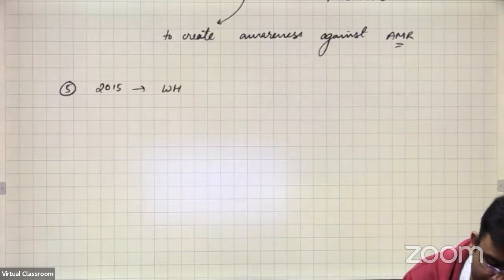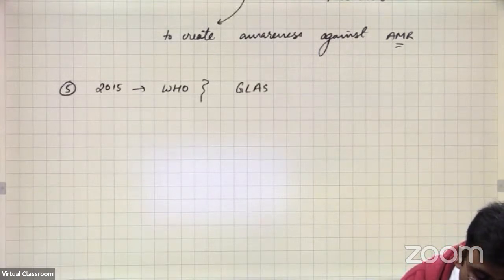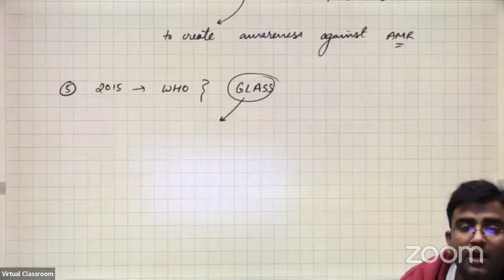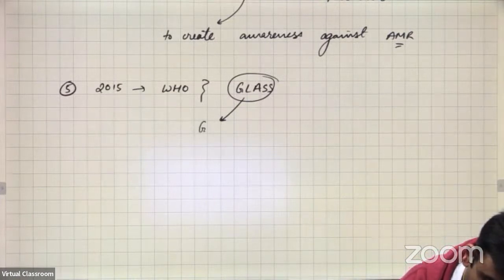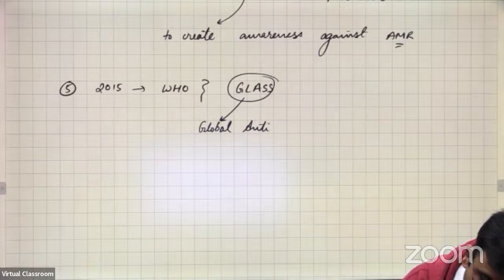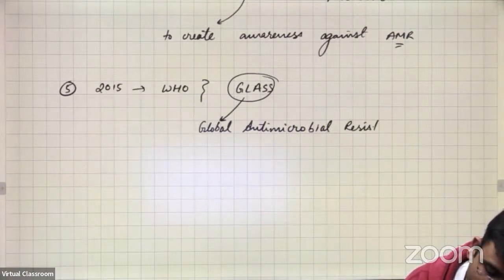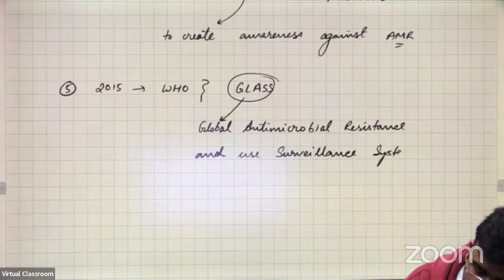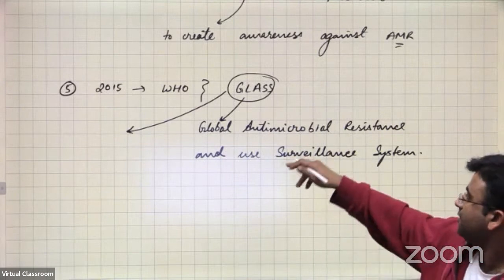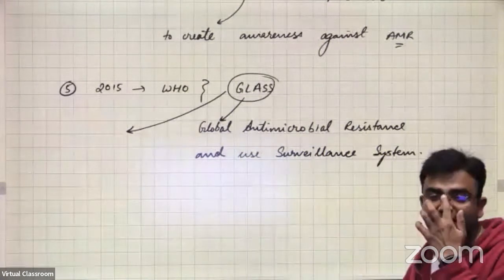Then in 2015, the World Health Organization led to the establishment of GLASS. GLASS stands for Global Antimicrobial Resistance and Use Surveillance System. All right, so this GLASS, or Global Antimicrobial Resistance and Use Surveillance System, was started by the World Health Organization.